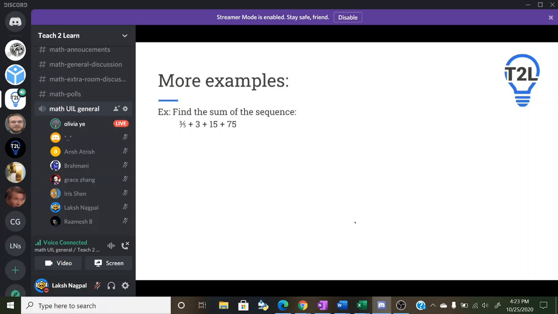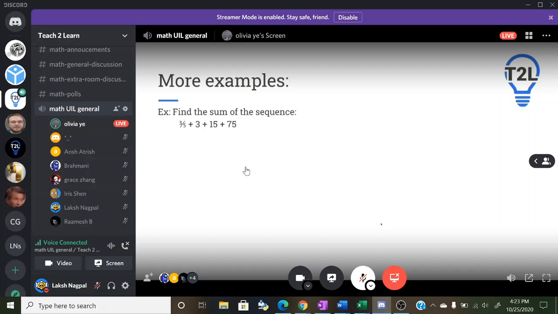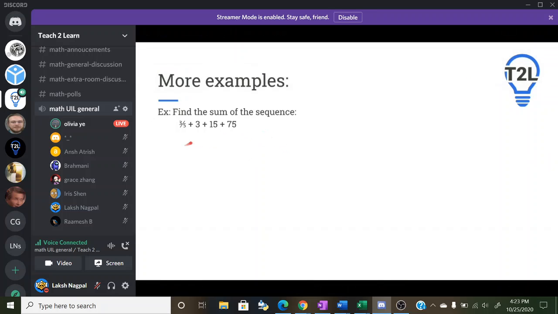Okay, since no one has said the answer yet, I'm going to go ahead and go over it. If you look at the sequence, we see the common ratio is 5, right? But the problem is that we can't use a common ratio above 1 for this formula, so we have to flip the sequence. It becomes 75 plus 15 plus 3 plus 3/5. And now we see the common ratio is 1/5, and that makes it a lot easier to solve.